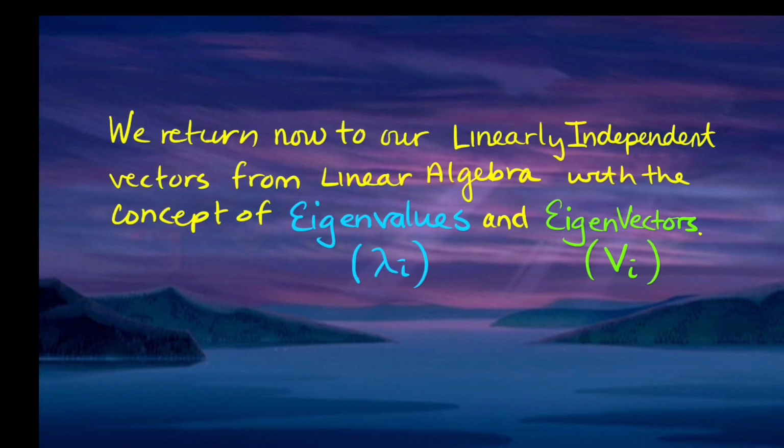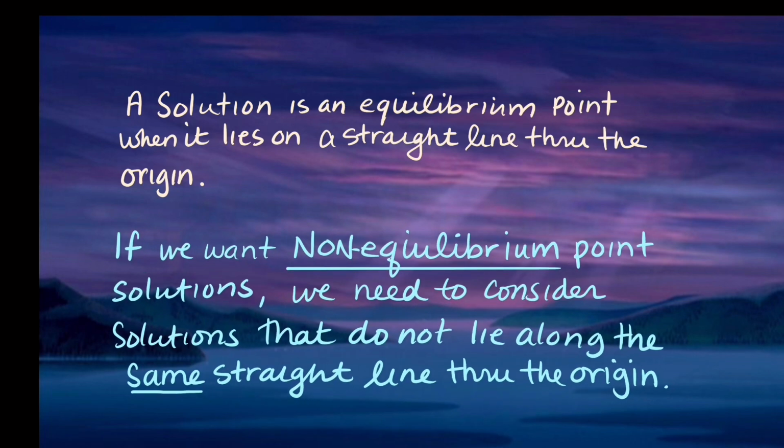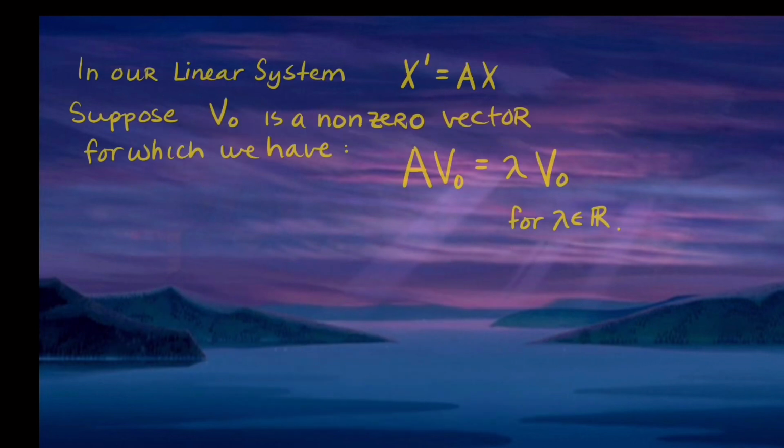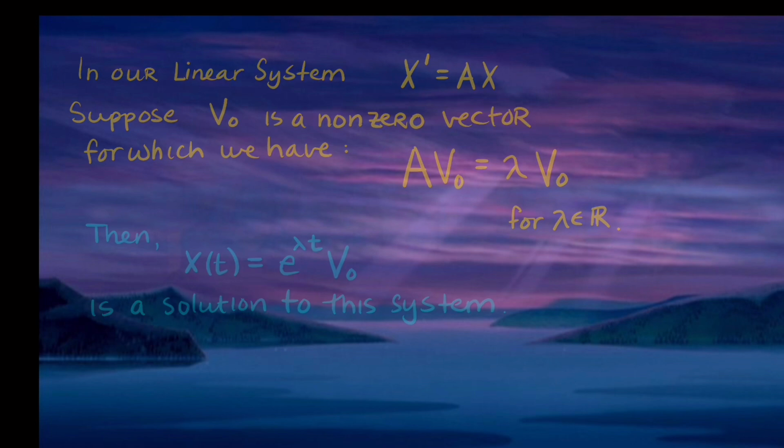So now we will return to our linearly independent vectors from the linear algebra with the concept of eigenvalues and eigenvectors. A solution is an equilibrium point when it lies on a straight line through the origin. So if we want non-equilibrium point solutions, we need to consider solutions that do not lie along the same straight line through the origin. In our linear system, x prime equals Ax, suppose v naught is a non-zero vector for which A times v naught is a scalar multiple of v naught. Then x of t equals e raised to the lambda t times v naught is a solution to this system.